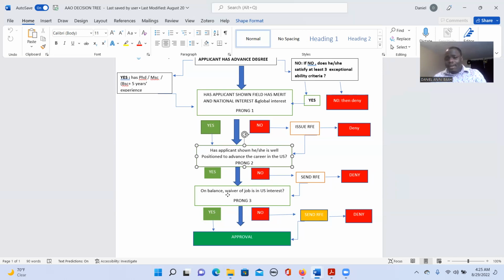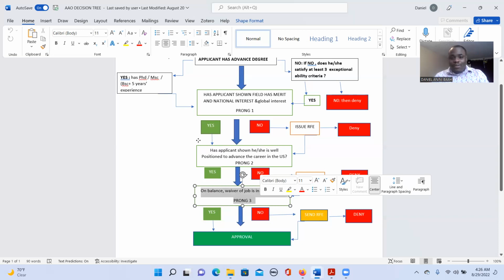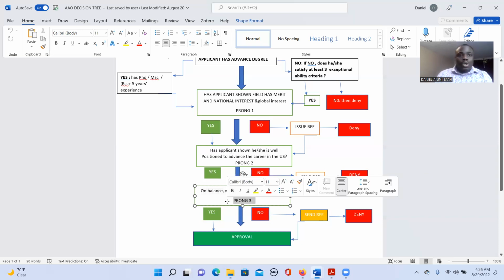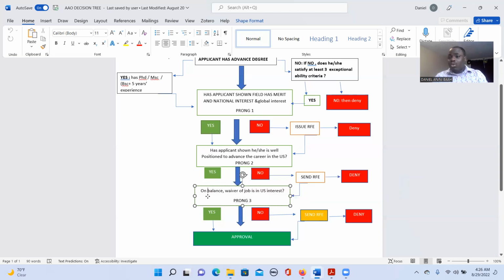The prong test 3, the officer wants to look at, on balance, waiver of the job offer. Will it be in the interest of the United States? The on balance argument is very important here. Most people also get knocked down at this point for not satisfying this. It will be very heartbreaking that you've satisfied the other prongs, and this alone actually knocks you out. So this is also equally important.